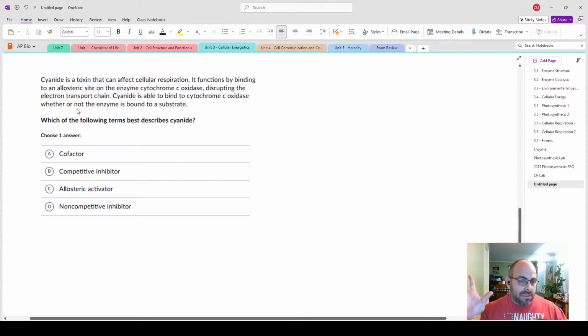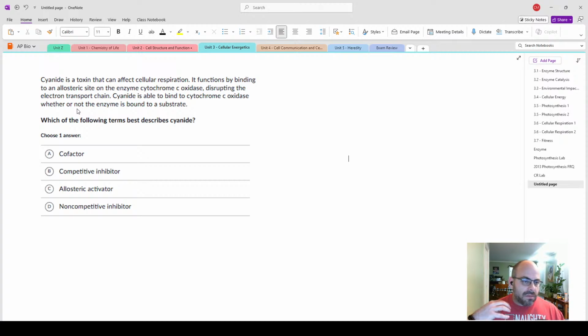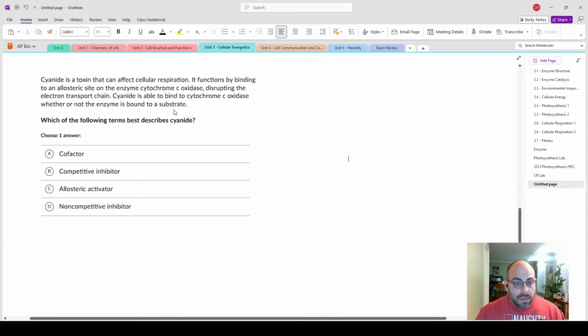Okay, so now I have these two things, right? I've got enzyme, allosteric site, disrupting function. I've got ETC, cellular respiration, and that's automatically making me think of concentration gradient, ATP synthase, all those things, right? I'm bringing it all in. Cyanide is able to bind to cytochrome C oxidase whether or not the enzyme is bound to a substrate.